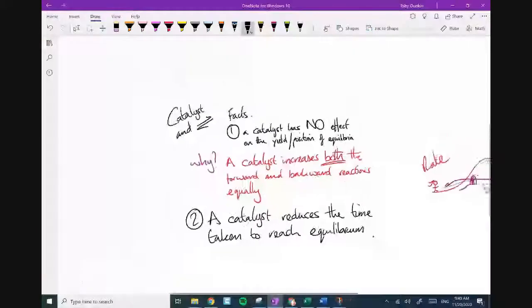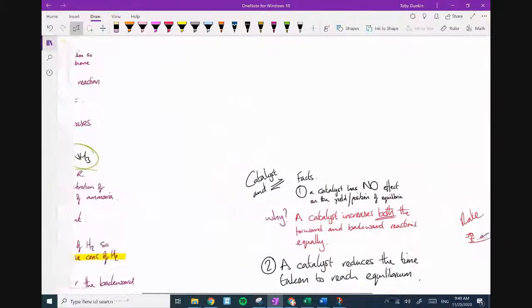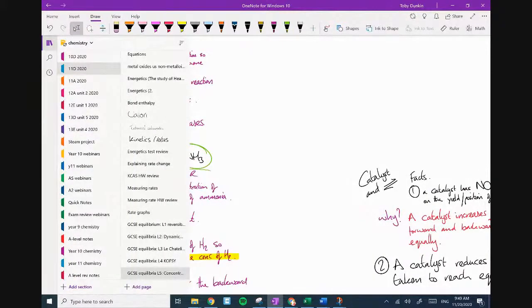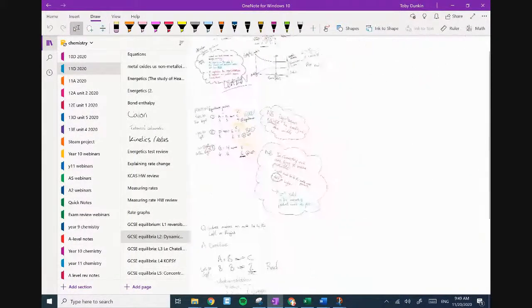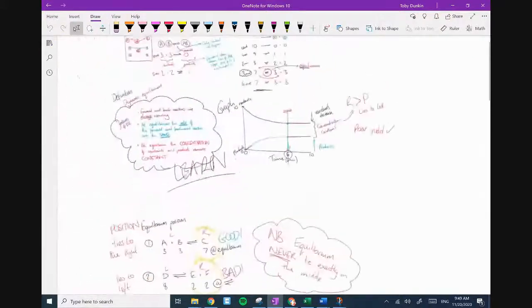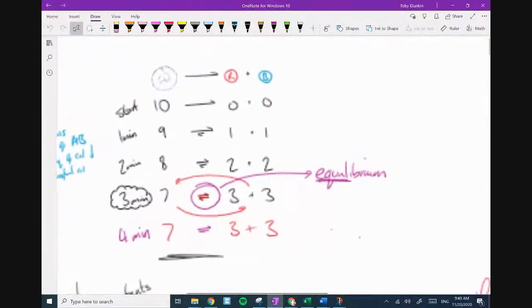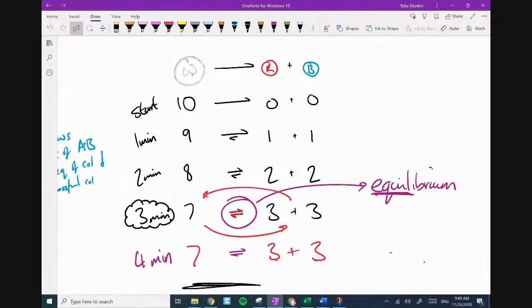Right, so let me explain that to you. Do you remember a couple of lessons ago, when we first started talking about equilibriums? I gave you this scenario. We started off with whites and we were going to turn them into reds and blues. So we started off with 10 whites.